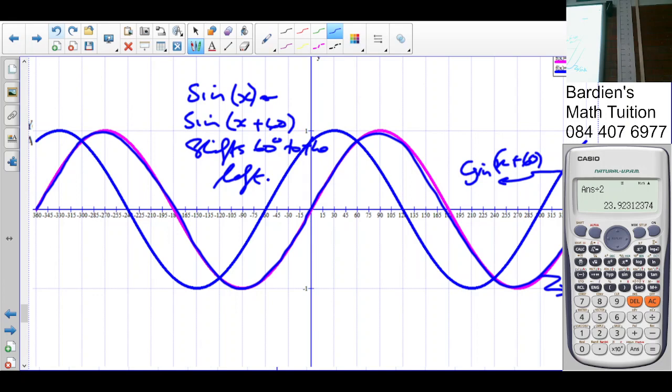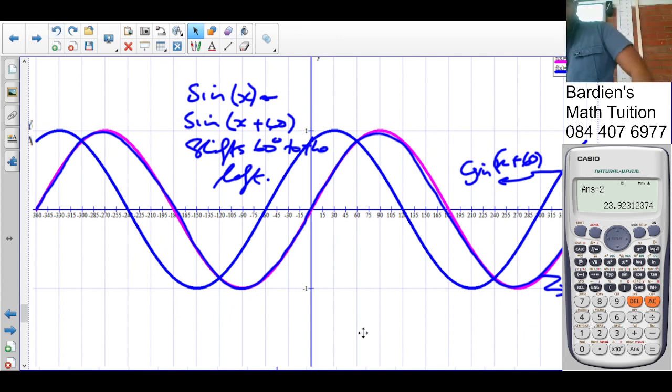So what do you think will happen if I had said minus 60? It moves 60 degrees to the right. Let's check if that is the case. Let's put here minus 60. Can you see the movement? I'll show you again. Can you see? There it was 60 degrees. It moved 60 degrees to the left.